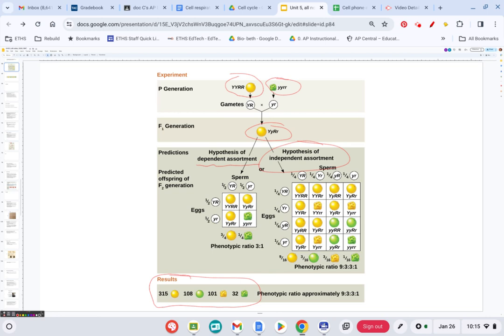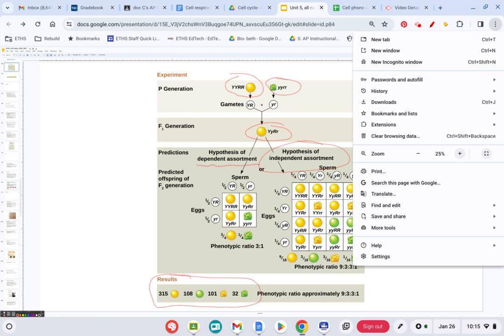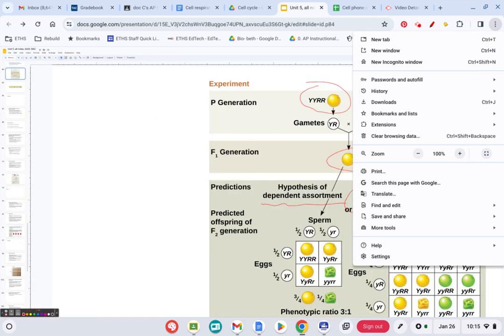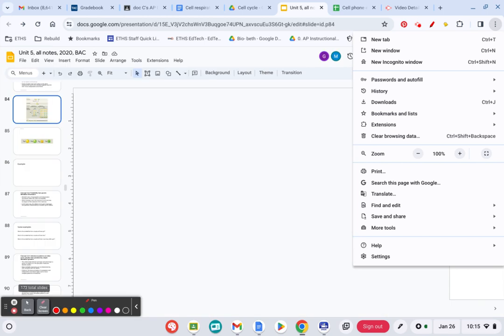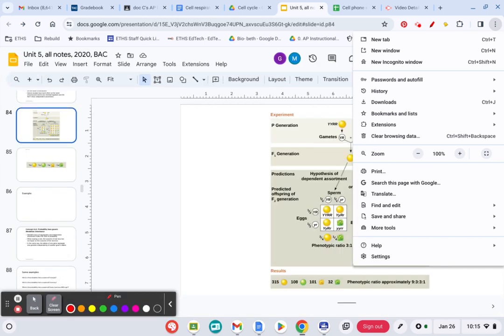Now, I think it would be better to have you do this problem. Hold on a second, I have to go back out. We'll do that as soon as it figures out what we're doing. Okay, cool.